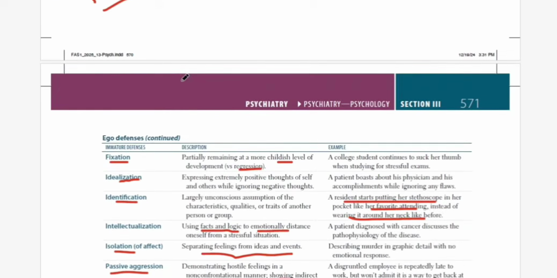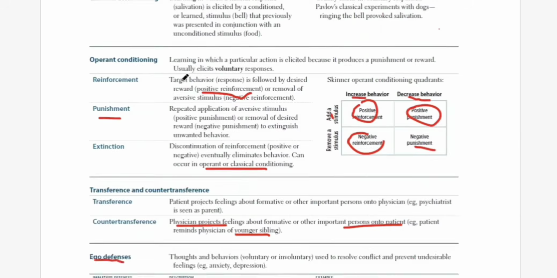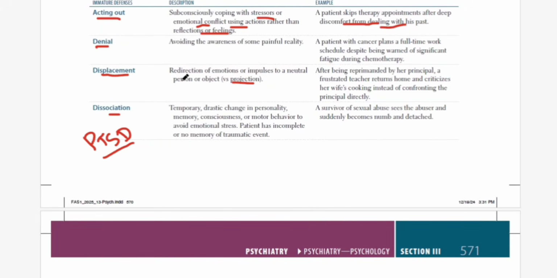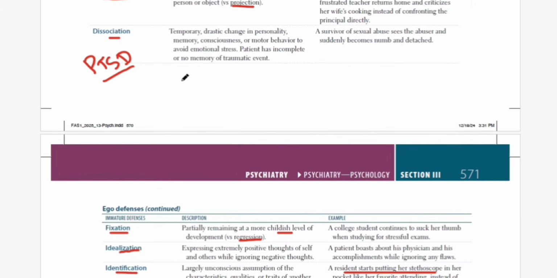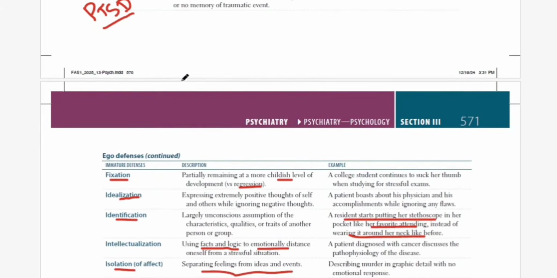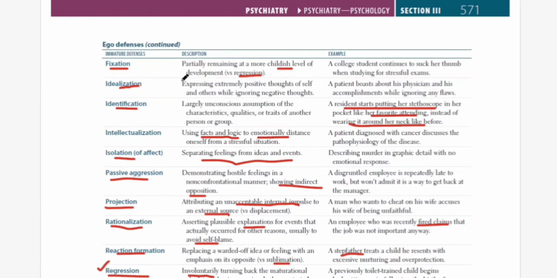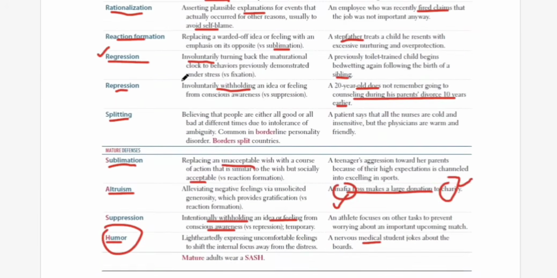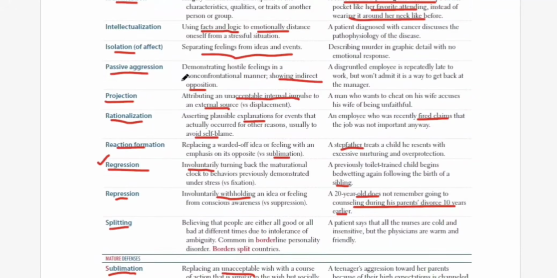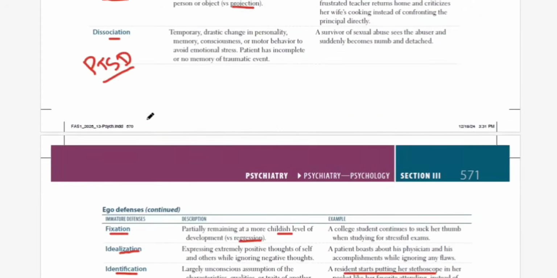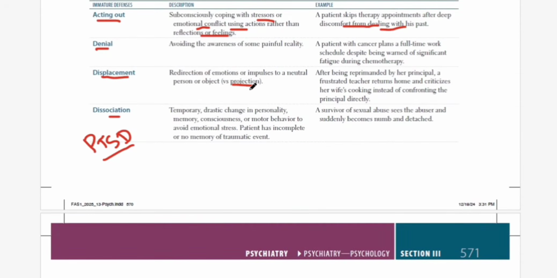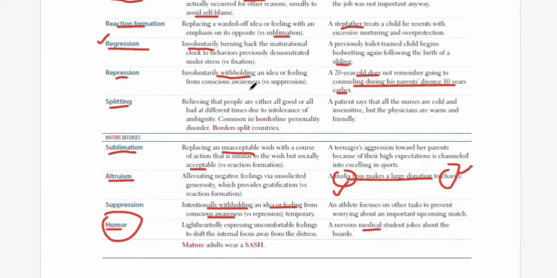So these ego defenses are highly important. If you're going for the Step 1 exam, you will get a few questions, like 2 to 3 questions, from this chart. It's highly important to remember the concepts of these. They will give you a scenario, they will describe the behavior, and they will ask you what type of defense mechanism it is. Usually they confuse you with ones that are similar. For example, displacement and projection; you will get confused between these two.